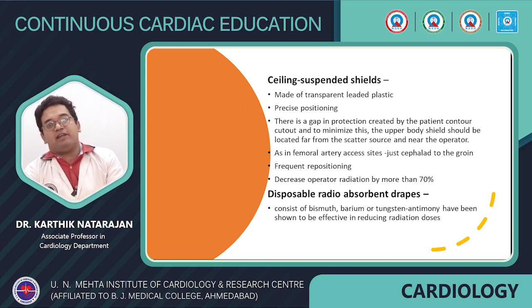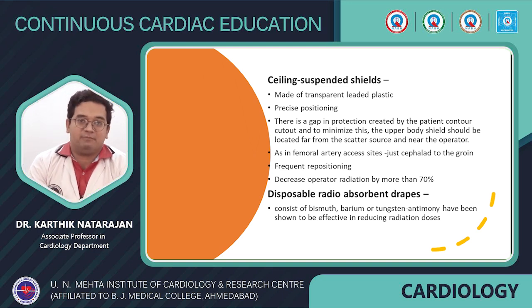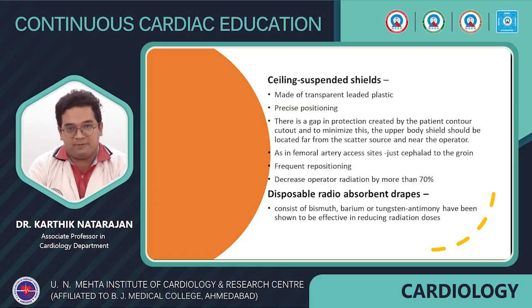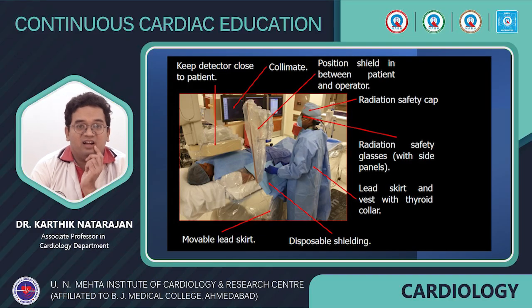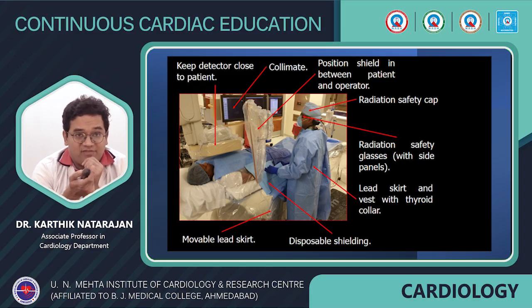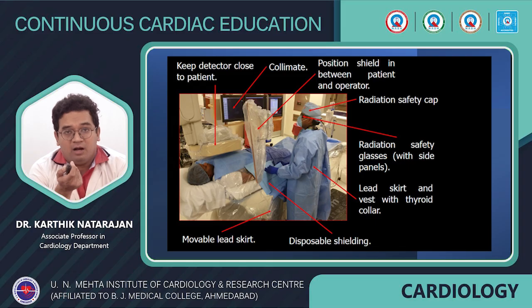Then you have disposable radioabsorbent drapes, which consist of bismuth, barium or tungsten antimony, which have been shown to be effective in reducing radiation doses. Now this is the typical figure of how we should go. You have the detector close to the patient. You have a movable lead skirt. You have collimation. You have the shield positioned between the patient and the operator. You have a radiation safety cap. You have the glasses, lead skirt, vest with thyroid collar. Also a disposable shielding.